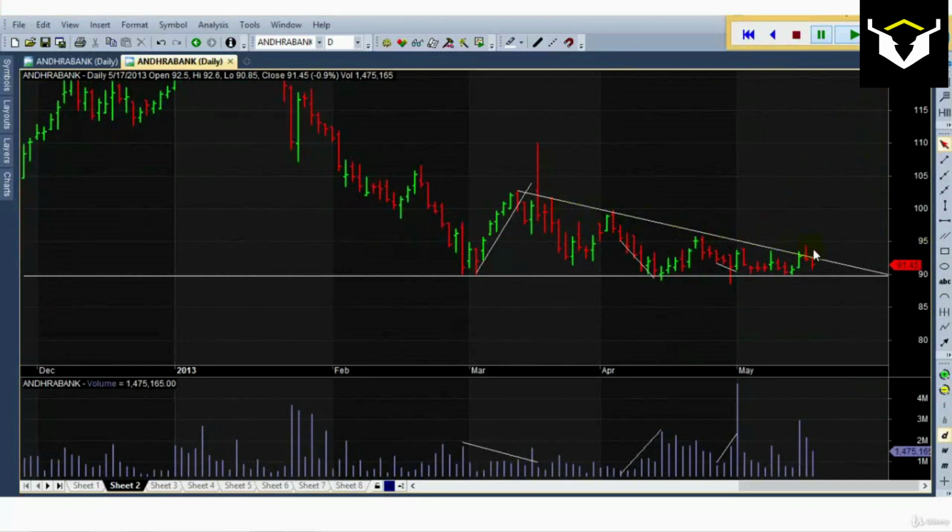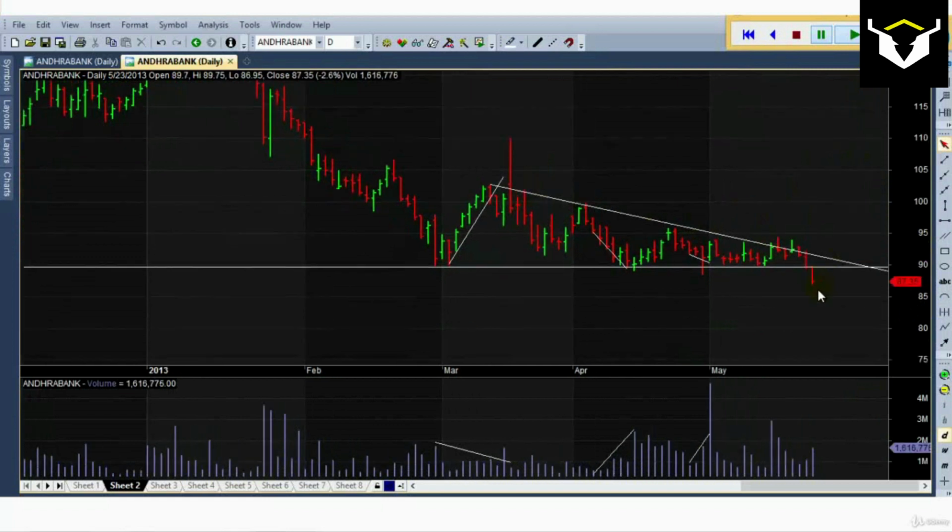Upper trend line is acting as a resistance. This is a decisive close below the level of 90, or below the flat trend line, suggesting that the descending triangle pattern is completed and breakout is given on fairly higher volume, supporting our view that prices will move down further. Let's go ahead and project price targets.